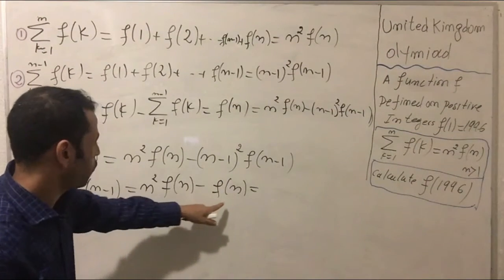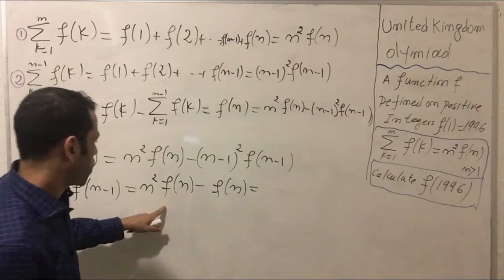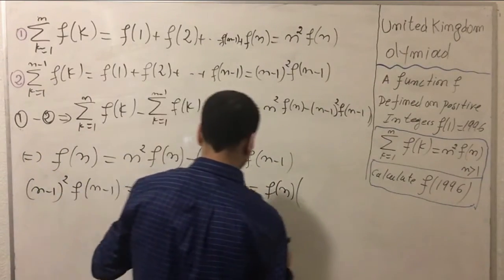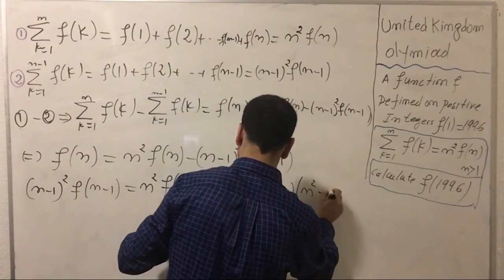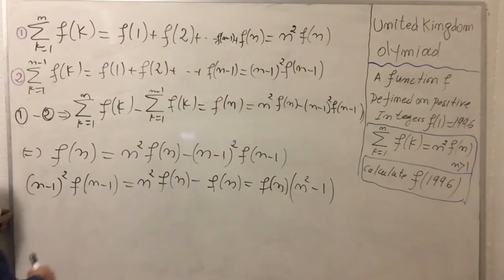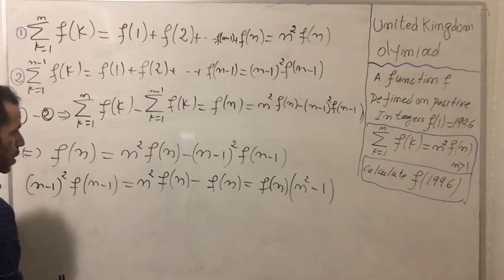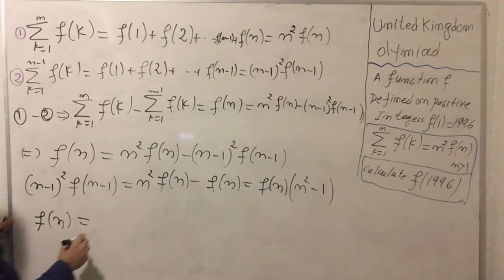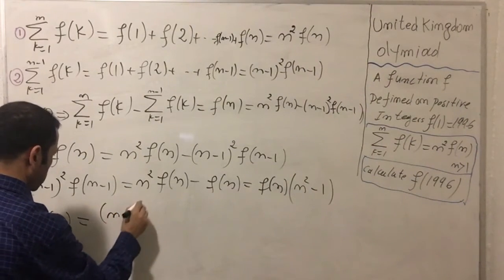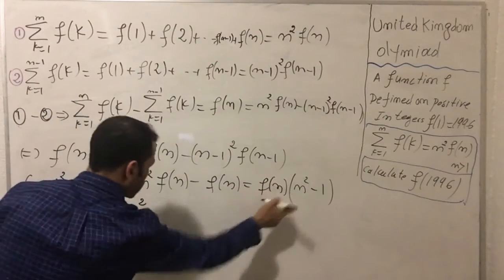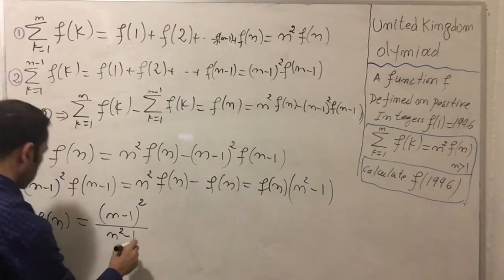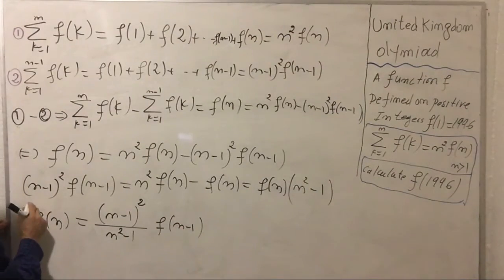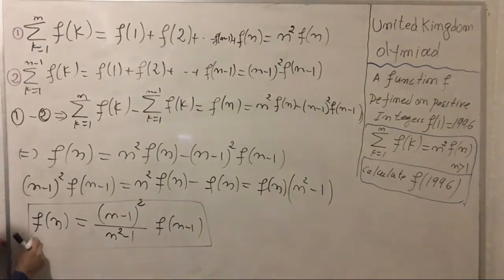I'm going to put f of n outside as a multiplier. I will have f of n multiplied by n squared minus 1. Now I'm going to divide both sides by n squared minus 1. So I will have f of n equal to (n minus 1) squared over n squared minus 1, multiplied by f of n minus 1. This is the first expression that I have.